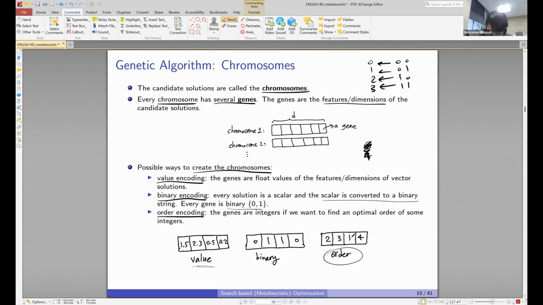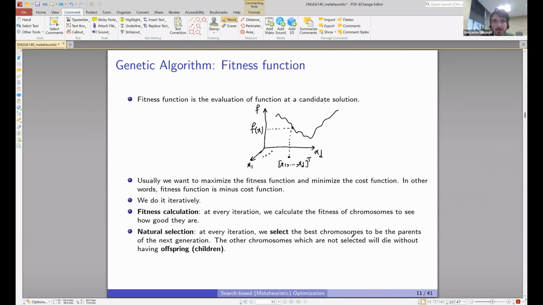So yes, we can have these cases to make the chromosomes. Okay. Now, genetic also fitness function. This is a concept which is used in most of the meta-heuristic optimization methods. The fitness function is, what is it? It's the evaluation of function at a candidate solution.